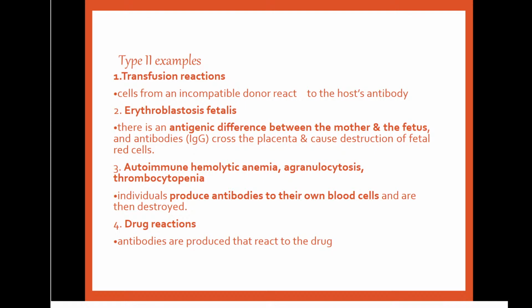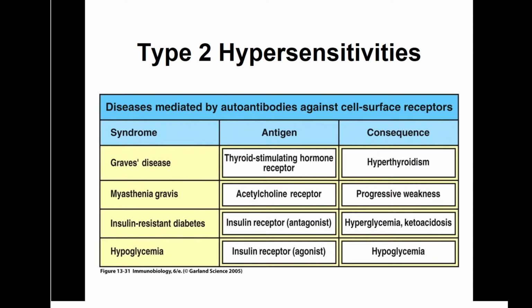So, examples of type 2 reactions. Transfusion reaction: cells from an incompatible donor react to the host's antibody. Then erythroblastosis fetalis: there is an antigenic difference between the mother and the fetus, and IgG antibodies cross the placenta and cause destruction of fetal red cells. Then autoimmune hemolytic anemia, we discussed already, granulocytopenia, thrombocytopenia: individuals produce antibodies to their own blood cells, which are then destroyed. And drug reaction: antibodies are produced that react to the drug.